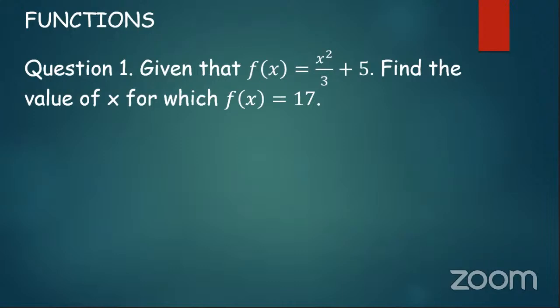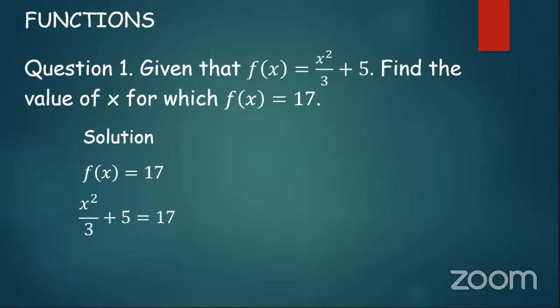So since all of them are f of x, we are going to equate them. So we are saying f of x is equal to 17. So meaning x squared over 3 plus 5 is equal to 17. So which step do we add there?